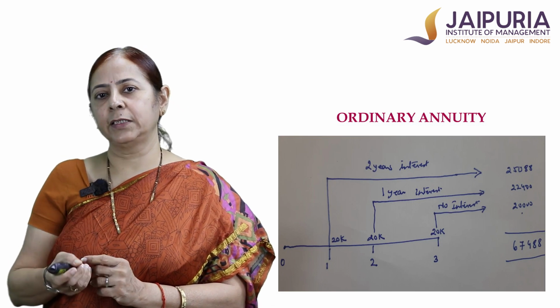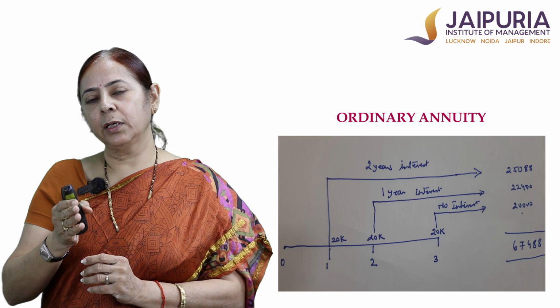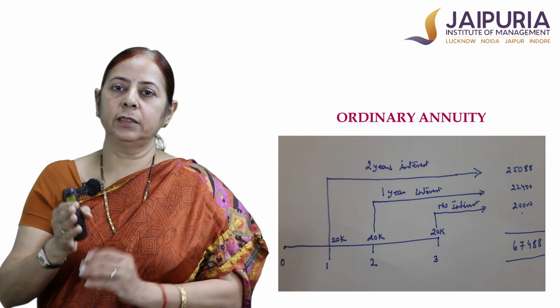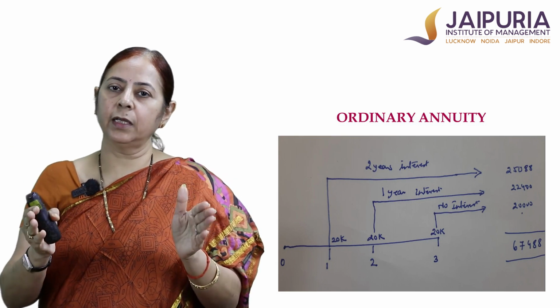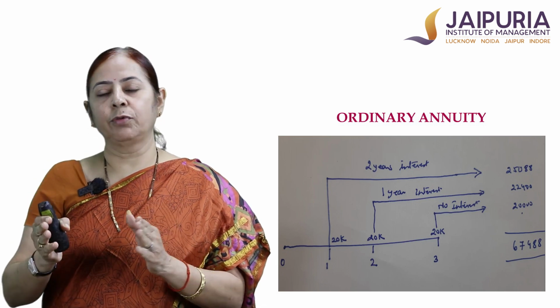Then comes the last year, which is the third year. Now this is the third year when I am depositing, but mind it, this is the terminal year. When I say terminal year, this is the overall duration of my deposit. So when I am depositing here, I am not going to get any interest. So the amount is actually 20,000.